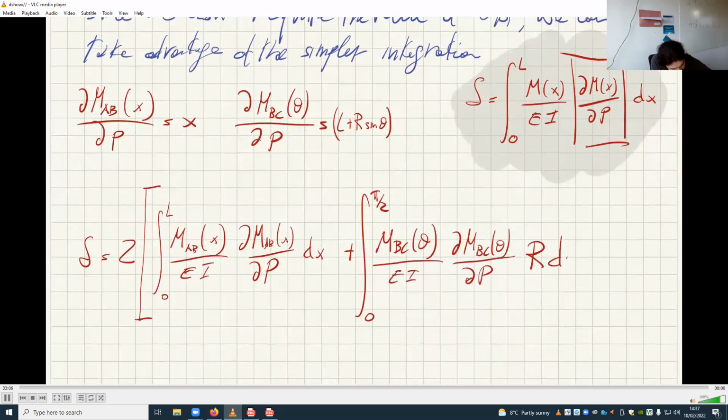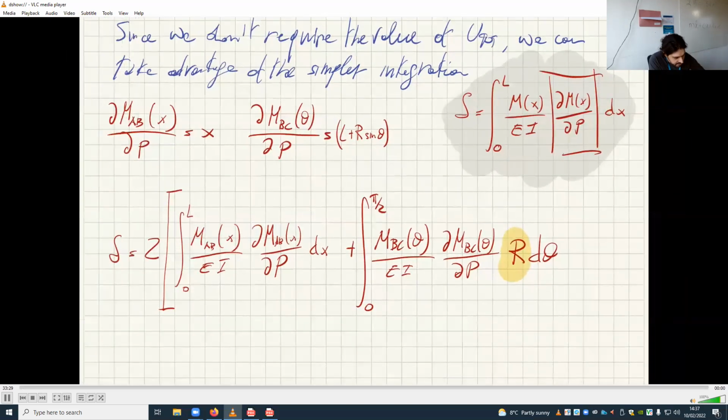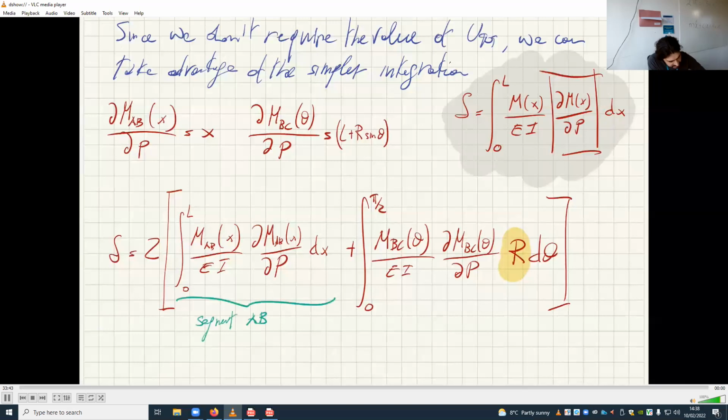r d theta. This is important, not d theta only, but r d theta, because ds, in which we had to integrate the curved beam, is in reality r d theta. So we have an extra r. That's very important, so don't forget about this. Let me highlight it. And then we can close. That's it. So this is twice this beast, and this beast is segment AB, and this is segment BC.